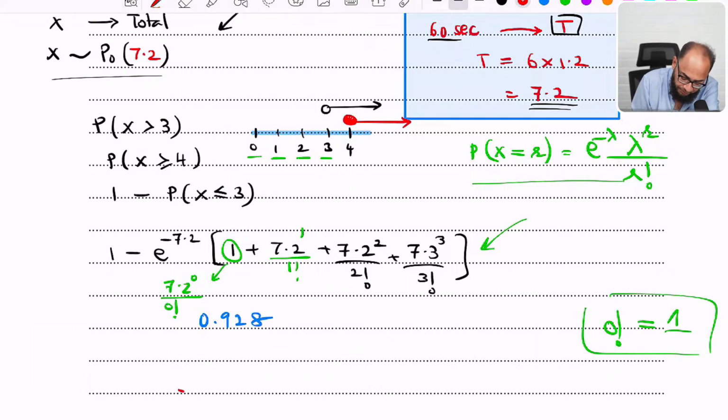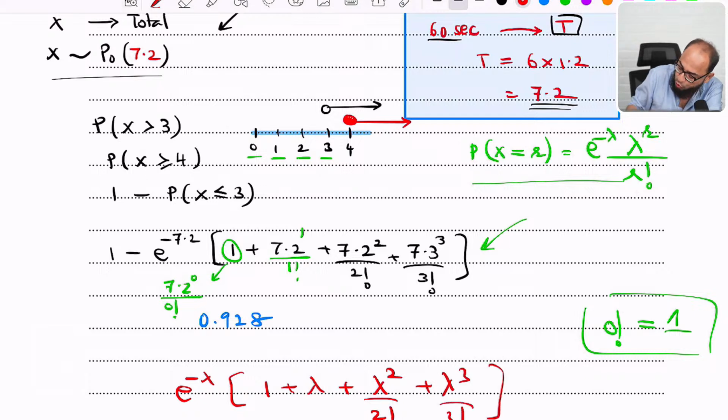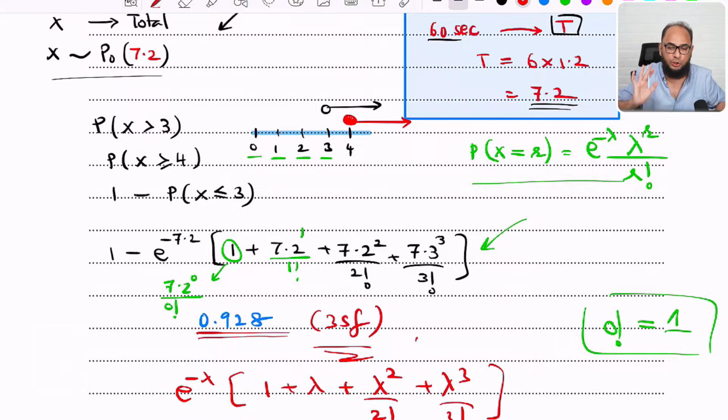That is e raised to power of minus lambda times 1 plus lambda plus lambda square over 2 factorial plus lambda cube over 3 factorial and so on. So that's how it goes. So now we just plug in the values, we simplify, we take care of the accuracy, and this is 3 significant figures. So take care of that. That is question number 1.